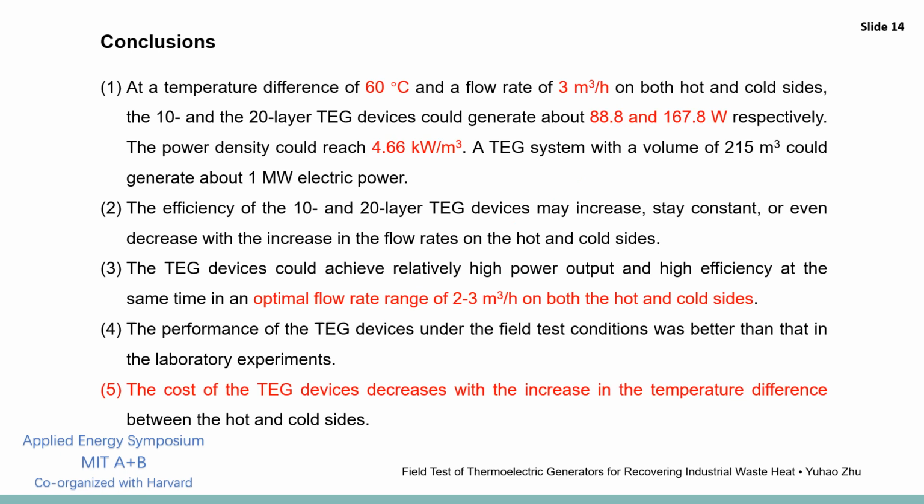These are some of the findings based on this study. We assembled two TEGs and used them to recover waste heat at a temperature of 80 degrees Celsius. The efficiency of the 10 and 20-layer TEG devices may increase, stay constant, or even decrease with the increase in the flow rate, but there is an optimal flow rate range of 2 to 3 cubic meters per hour.